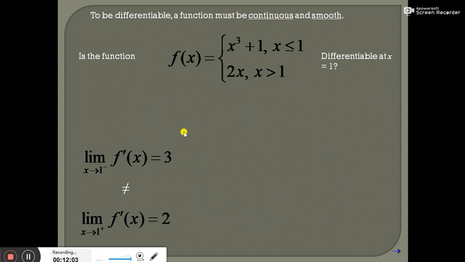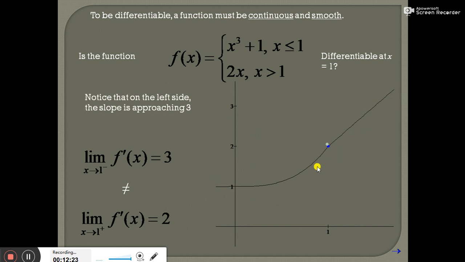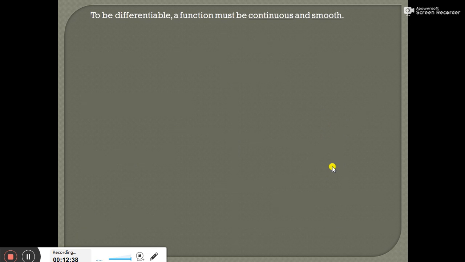Now f dash x, limit x tends to 1, is equal to 3, and for the right hand derivative that is equal to 2. The graph for this is the curve for x cube plus 1 and this is the curve for y equal to 2x. When we move from the left side, the slope approaches 3, and for the right side the slope approaches 2. Both are not equal, therefore not differentiable.